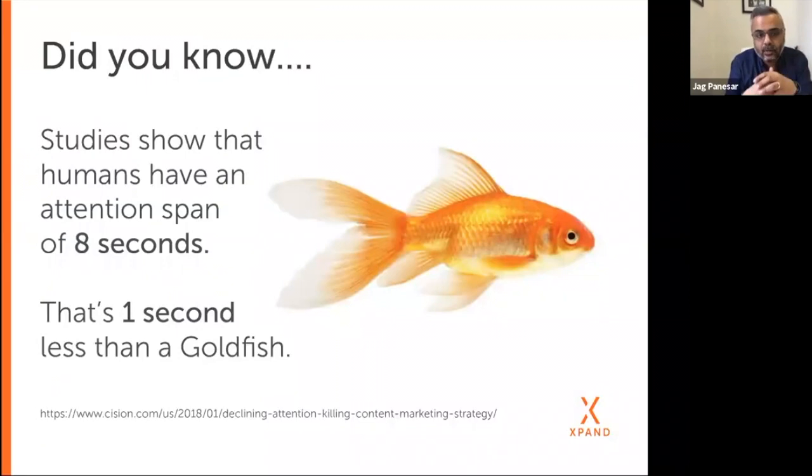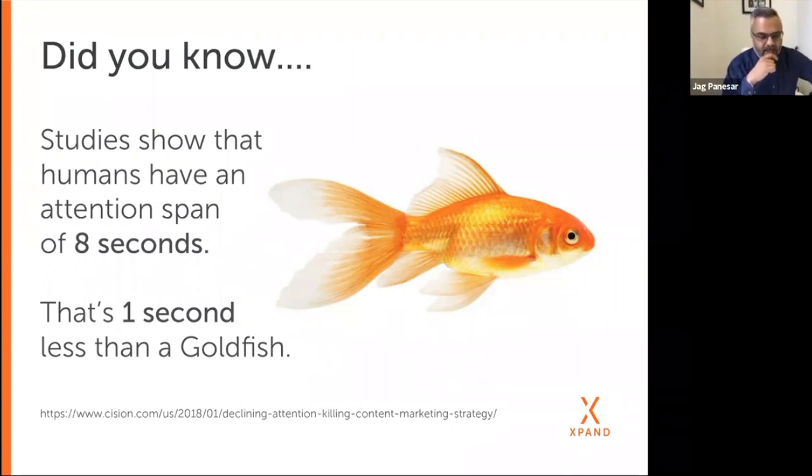Did you know that studies show that humans have an attention span of 8 seconds? That's 1 second less than a goldfish. Up until about a year ago, I didn't actually know this. I thought it was common knowledge to say, I've got the memory of a goldfish. But it turns out we, as humans, have a lesser attention span.